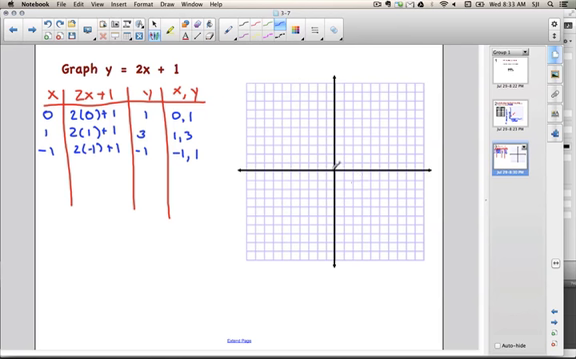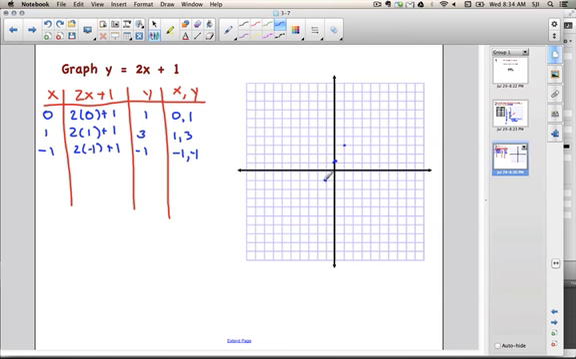And so now I'm going to graph these numbers over here. The first one is 0, 1, so that means I'm not going to go to the left or the right any, and I'm just going to go up 1. The next one is 1, 3, so I'm going to go over 1 and up 3. 1, 2, 3. Our last one is -1, -1, so that means I'm going to go over 1 and down 1.